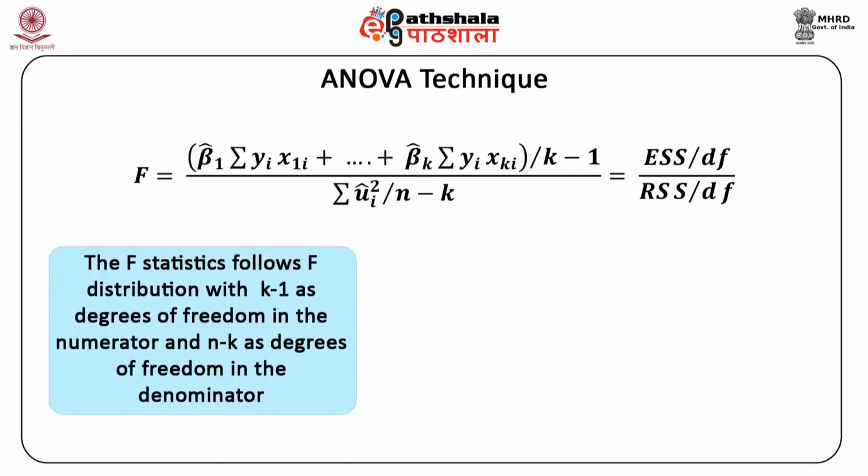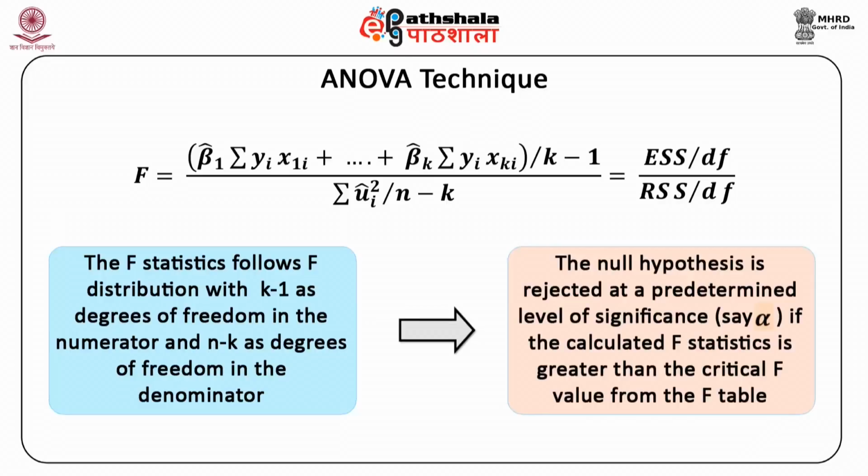This F statistic follows F distribution with k minus 1 as degrees of freedom in the numerator and n minus k as the degrees of freedom in the denominator. The null hypothesis is rejected at a predetermined level of significance, say alpha, if the computed F statistic is greater than the critical F value.